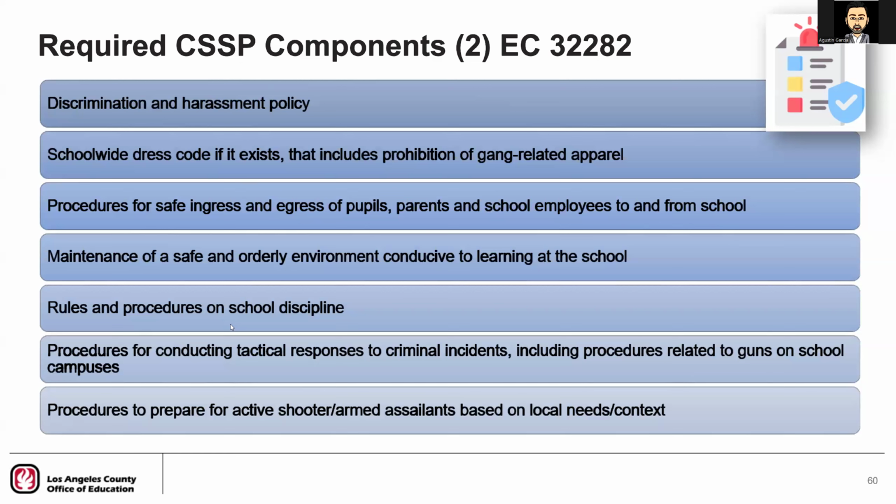Here, we see a continuation of the required components, which include the discrimination and harassment policy, the school-wide dress code that prohibits students from wearing gang-related apparel, if the school has adopted one, procedures for safe ingress and egress of students, parents, and staff, school discipline rules and procedures for conducting tactical responses to criminal incidents, and procedures to prepare for an active shooter based on local needs.